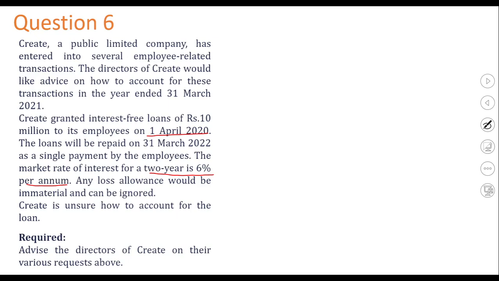This is also similar to the previous one, right? But there's one learning point. What is it? To whom have we given this? Employees of the organization. Earlier, when we recognized the interest-free loan given to the supplier, we recognized that directly as an expense in the P&L. But now we have given this to an employee, so it's a kind of employee benefit. So we have to recognize this under employee benefits, not just in the P&L as an expense. That is the difference here.